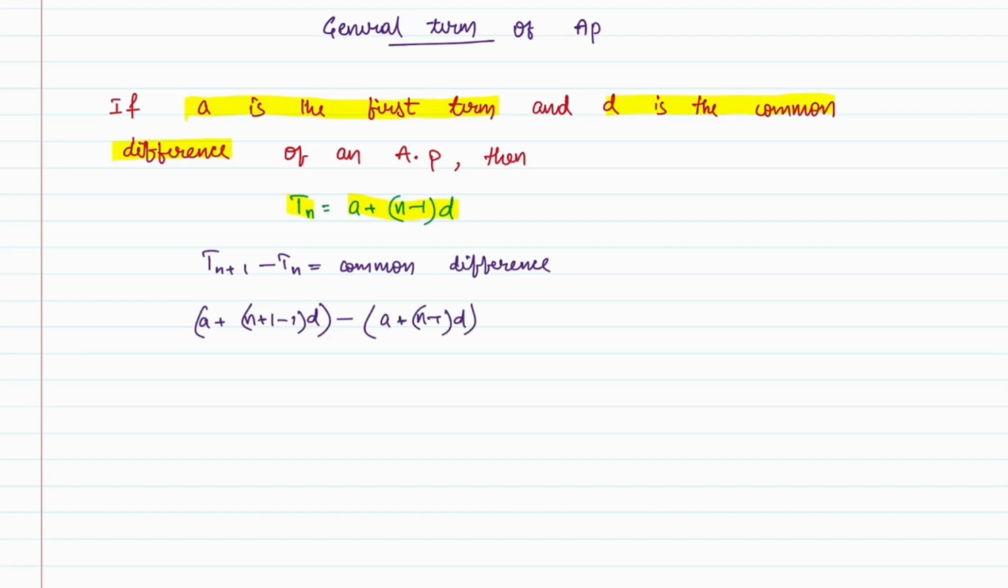And from this we can see that this will be equal to a plus n into d minus a minus n minus 1 into d. So we can cancel a, and this will be equal to n into d minus n into d plus d. When we cancel these terms, we are left with d, which is the common difference, right? So when we take the general term as a plus n minus 1 into d, it satisfies the property of arithmetic progression.